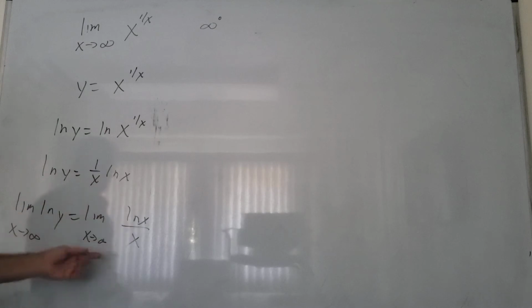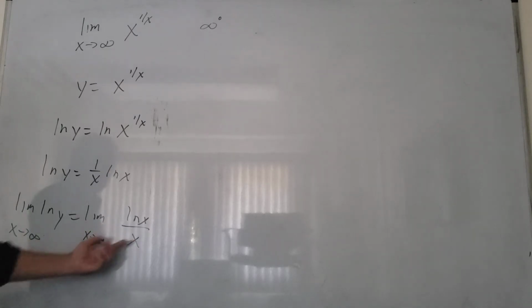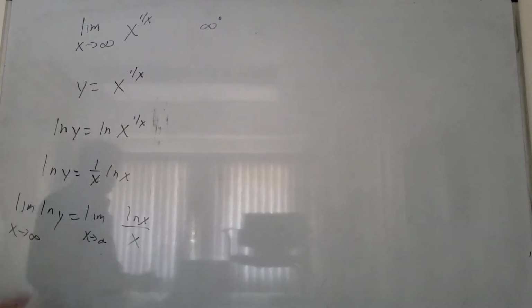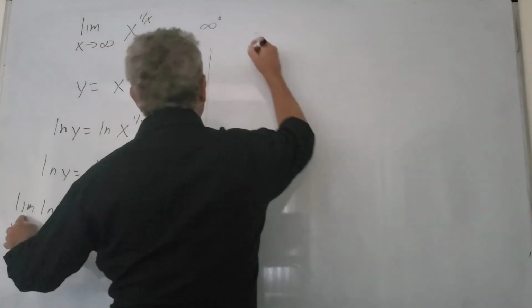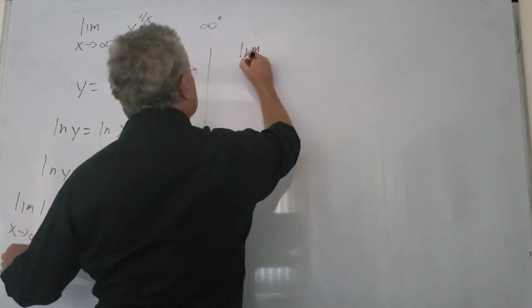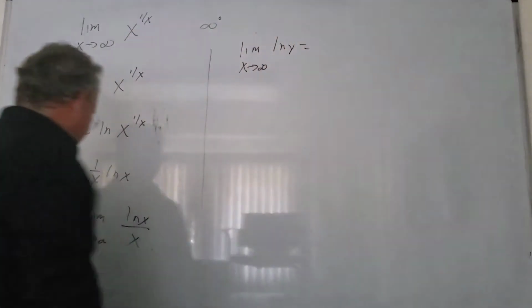But here, when we go to infinity, the natural log of infinity is infinity. When x goes to infinity, that's infinity. Infinity over infinity, we can use L'Hopital's rule. So we get the limit as x goes to infinity of the natural log of y.